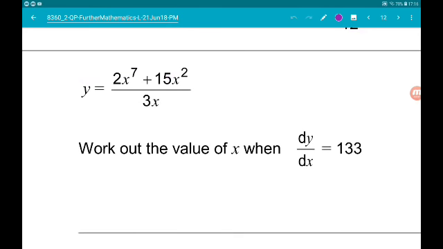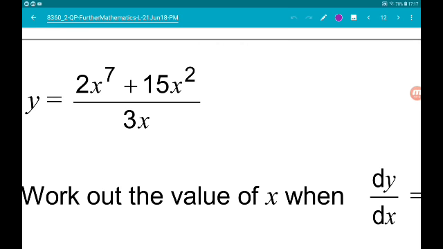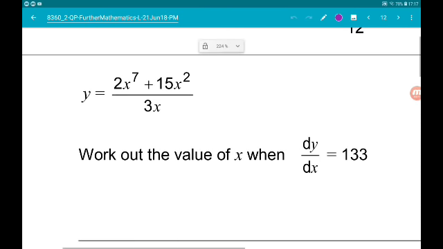Okay, question 9, we have differentiation. So I've got plenty of stuff in my playlist down below if you're rusty. So y is 2x to the power 7 add 15x squared all over 3x. We want to work out the value of x when dy by dx is equal to 133. 4 marks.